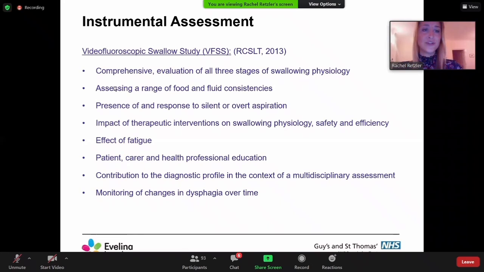The contribution to diagnostic profile overall in the context of a multidisciplinary assessment. So it's very valuable, and monitoring the changes of dysphagia over time. So children, as you know, may require repeat VFs over time as well.